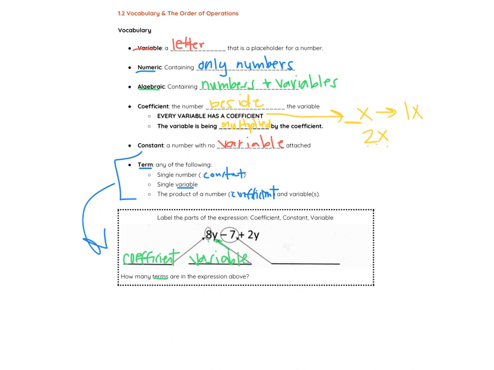And then the next thing is the -7, and that does not have a variable attached, so that is considered a constant. In this expression, and it is an expression because it does not have an equal sign, there are 1, 2, 3 terms. One way to think about terms is they are separated by a plus or a minus. So there are 3 terms in this particular expression.